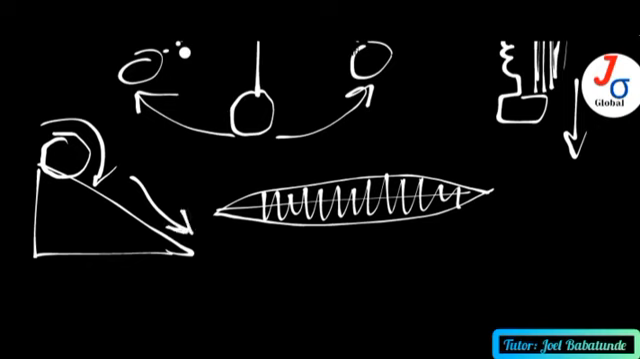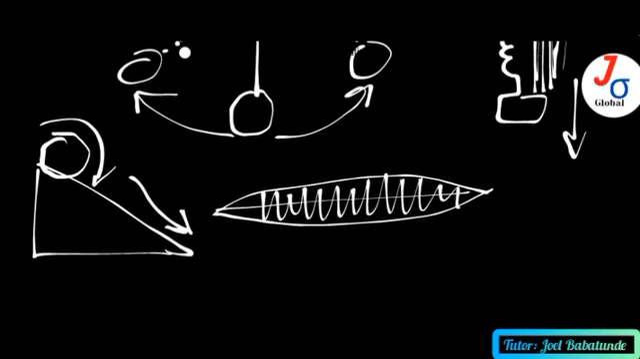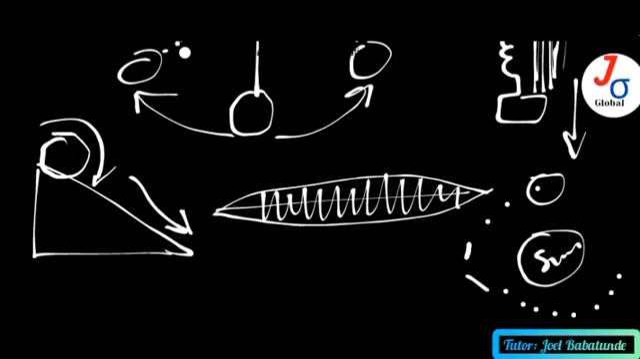Another example is the sun. This is the sun. Then you have the earth revolving around the sun. Then you have the earth again rotating along its axis. So as it rotates along its axis, it's also revolving around the sun. So that's two kinds of motion.